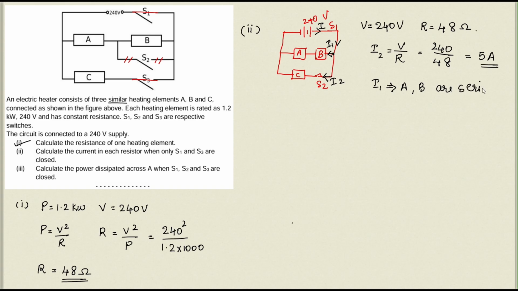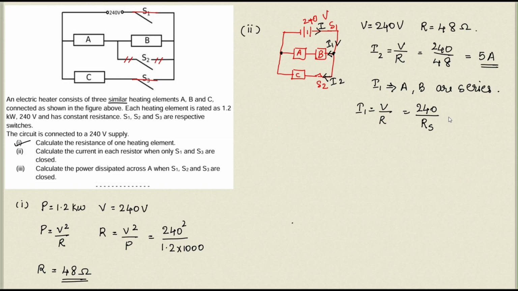So we have to find the I1 current. In order to find I1, again we can use Ohm's law, V by R. The total potential difference across A and B would be 240 volts, because A and B together are in a parallel combination. So you can take the voltage across A and B as 240 volts, and for the resistance we have to take the effective resistance of A and B together, isn't it?